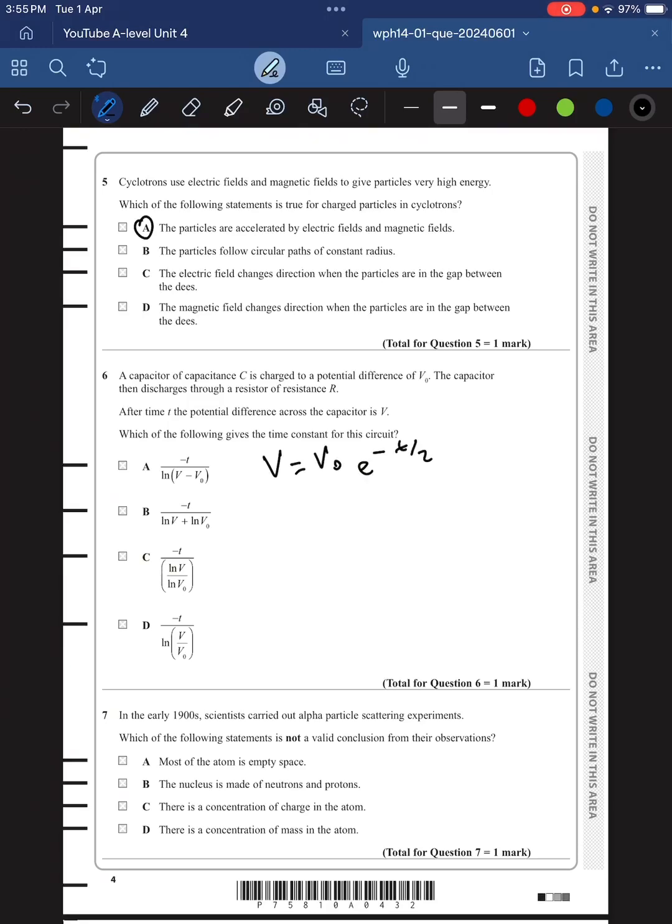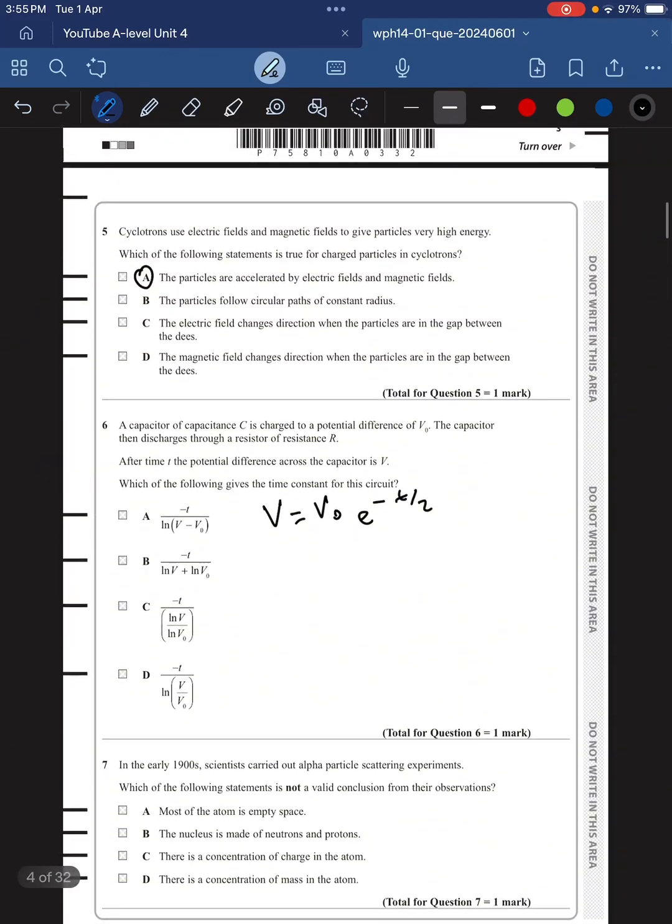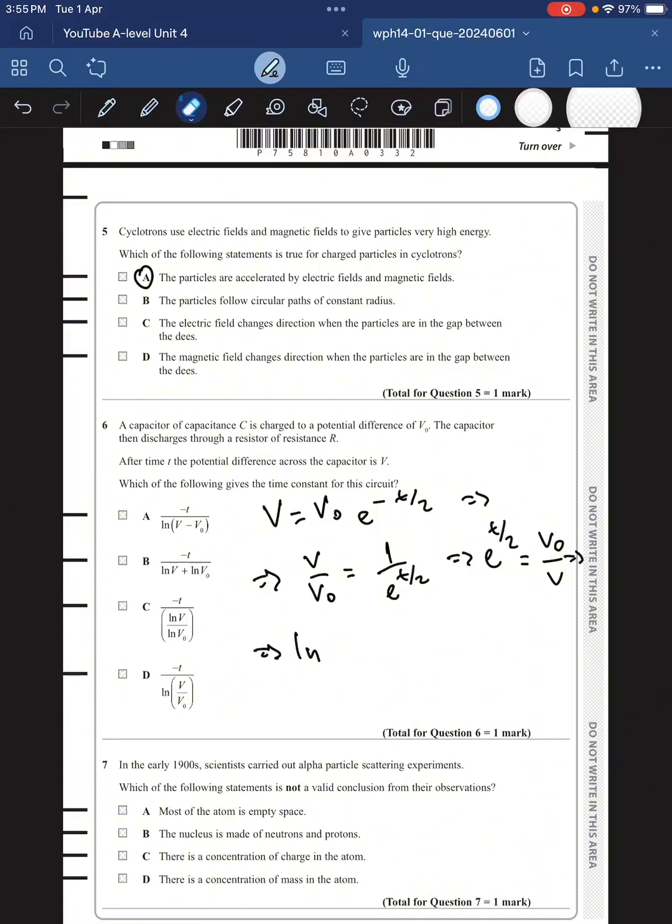And by the way, I haven't mentioned that in the back of your paper, they give you these formulas actually, so you can take advantage of that. Anyway, if we do V over V0 equal to 1 over e to the t over the time constant, and solve for e to the t over time constant, which is equal to V0 over V, and then take the ln of both sides, ln of e gives you 1, so I'm just going to write down t over tau is ln of V0 over V.